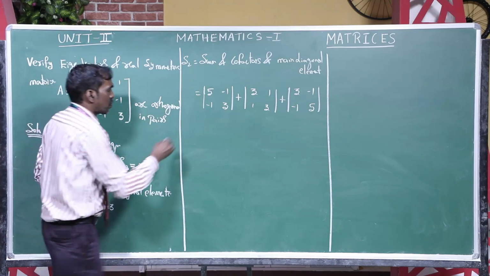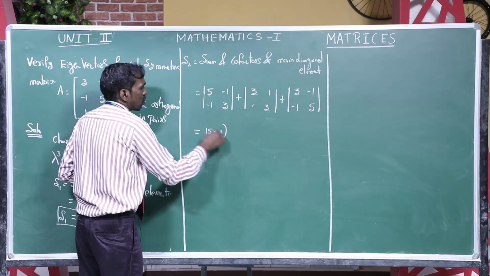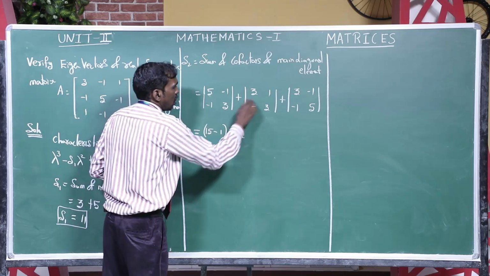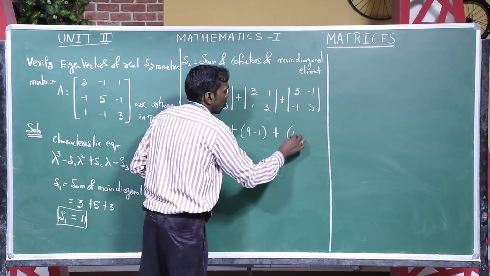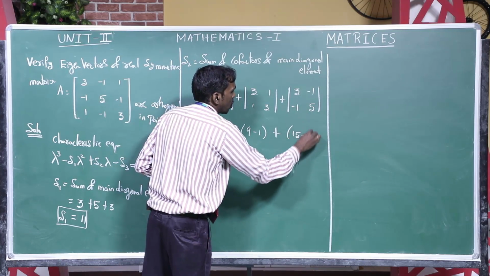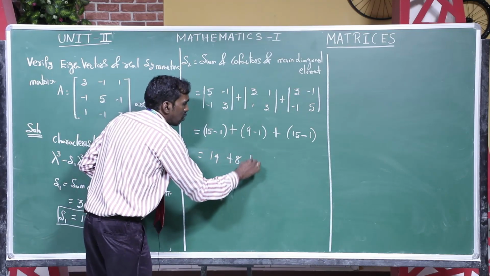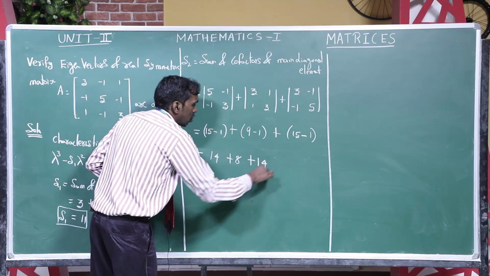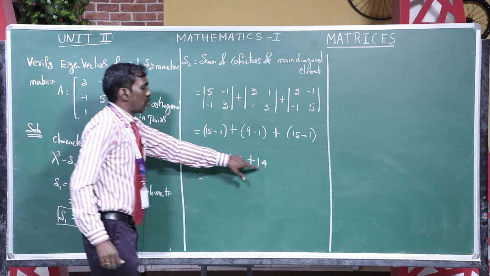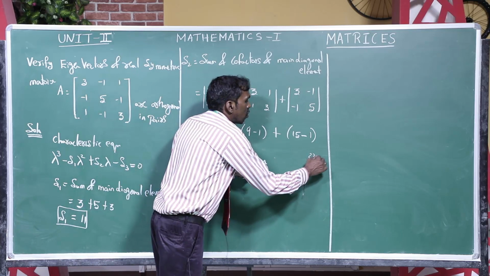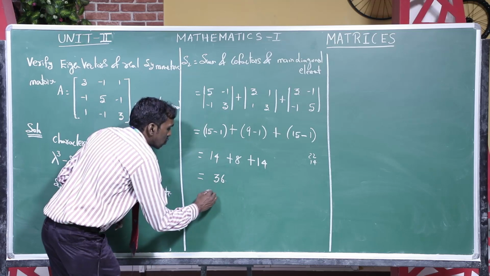So here 5 threes are 15, 15 minus 1 is 14. Here minus 1 times minus 1 gives plus 1, so 3 threes are 9, 9 minus 1 is 8. And again 5 threes are 15, 15 minus 1 is 14. So we have 14 plus 8 plus 14. 14 plus 8 is 22, and 22 plus 14 is 36. So finally we got 36 for S2.